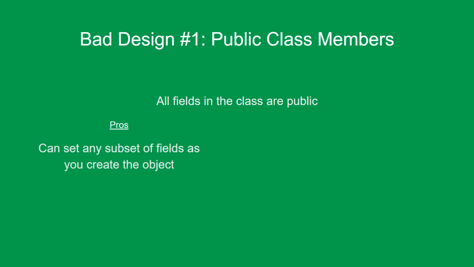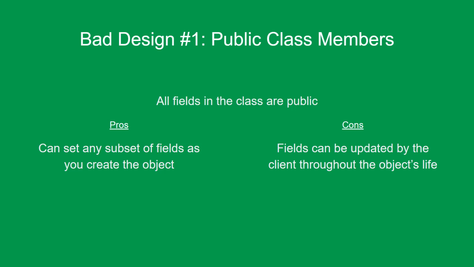So here's one example of a bad design that we can avoid if we use a builder. Essentially what we're going to do is create a class with all fields being publicly accessible, whether that be actual public members or private fields that you can access with getters and setters. What this does is allow us to create a pretty flexible object. We can set any subset of the fields we want as we're creating the object, so it's really flexible. On the other hand, doing it this way is not safe because the fields can be updated at any point throughout the object's actual life and execution. So let me show you an example of where this design falls apart.